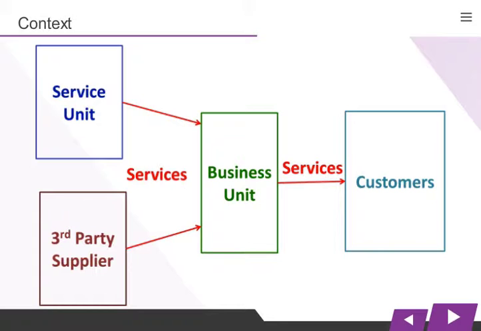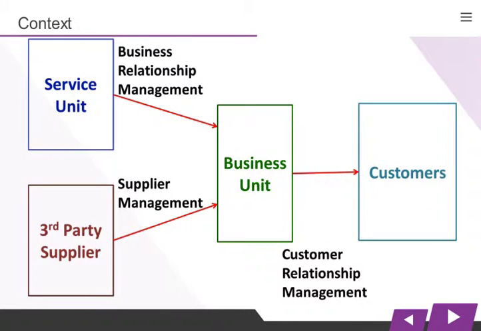Each business unit is supported by internal service units and third-party suppliers. IT is a major service unit in many organizations, but there are others, HR and finance, for example. The diagram on your screen illustrates the key relationships: business unit and customer, service unit and business unit, and third-party supplier. Each of the three key relationships must be managed if it is to be successful.